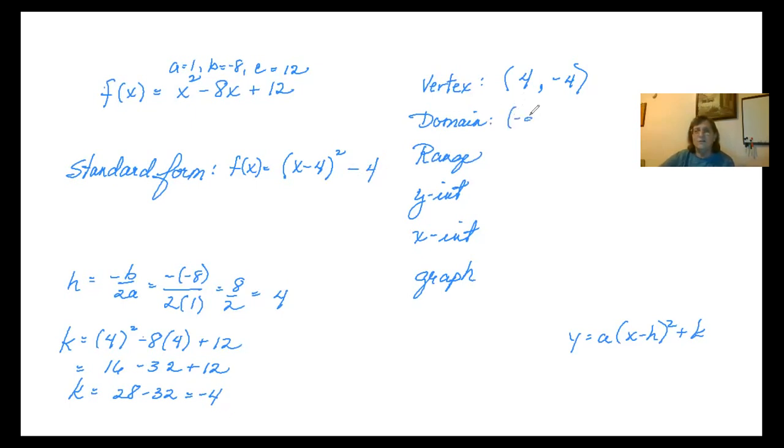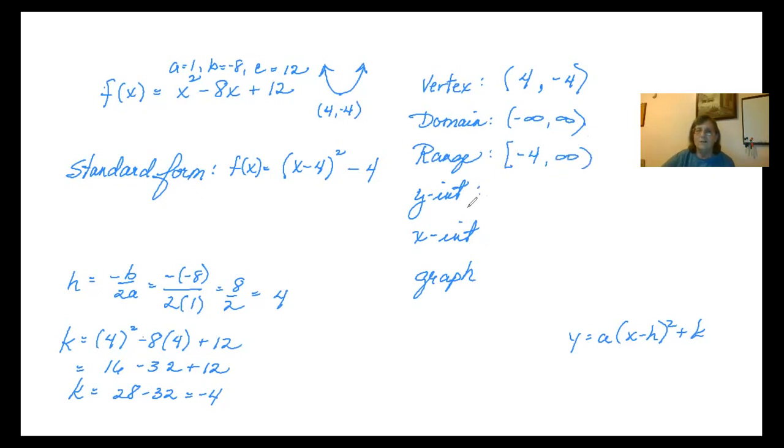Your domain is always -infinity to infinity. Your range, a is a positive number, so this goes up. Here's your point 4, -4. So the range is your y values. It goes up. So the range is going to be from -4 to infinity.